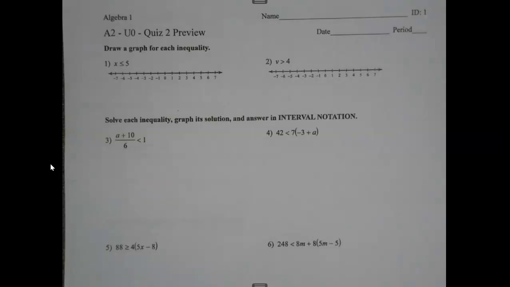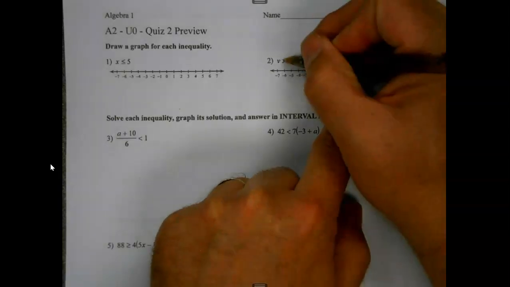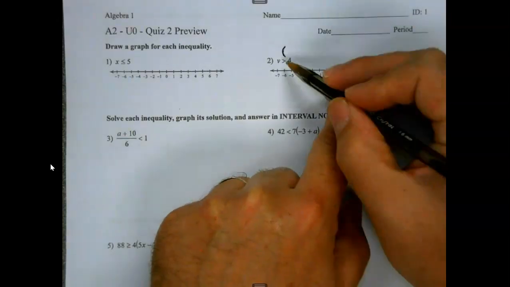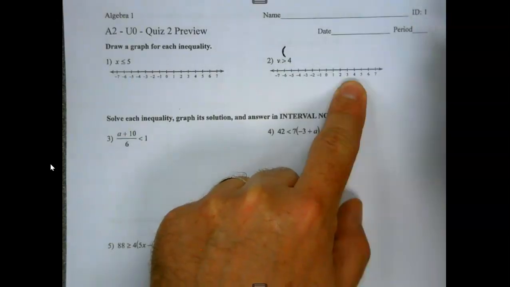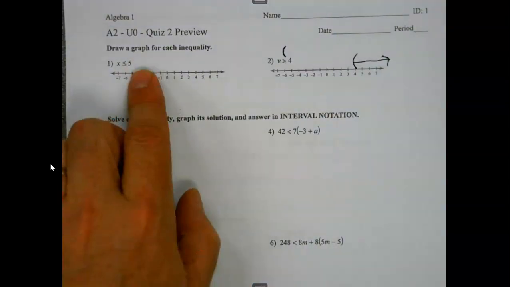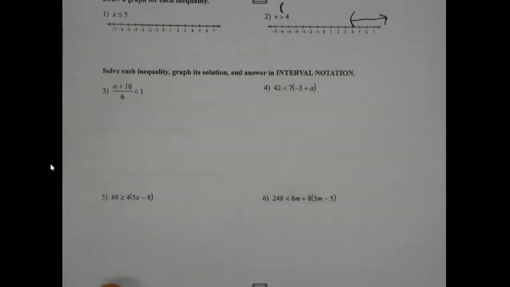So, draw a graph of the inequality. Reminders: go to your number. If it's just greater than or less than, that will be a parenthesis. And again, the arrow is greater than. Greater than, we're done. It just says draw a graph. I do not have to do interval notation for that one.